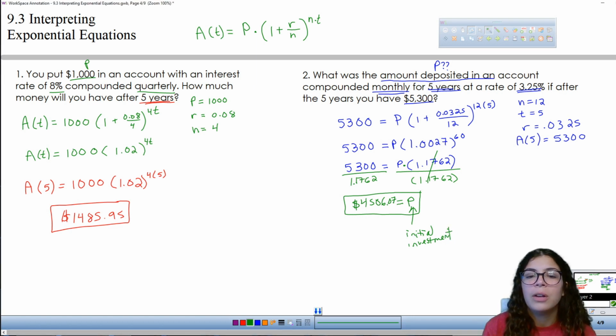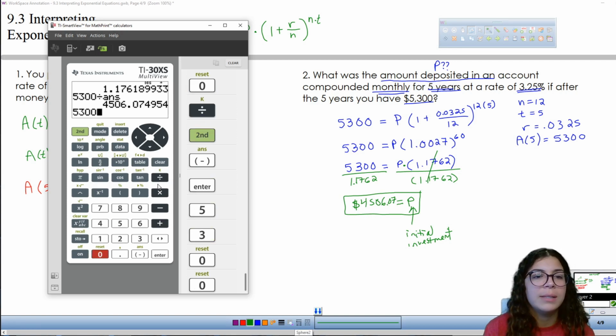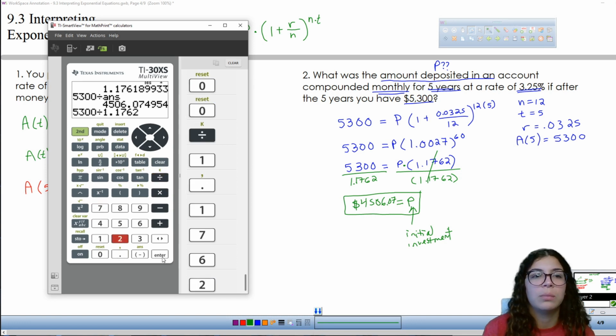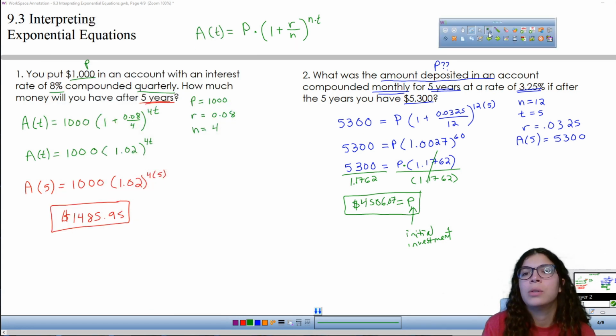Okay. Now, just for the sake of showing you what would happen, what if we did 5,300 and we divided it by 1.1762 instead? Very similar. We're 0.04 off. We're 4 cents off. It's okay. You'll be able to find the correct answer, or if yours is rounded and you're a few cents off, I'll be able to tell that you were following the correct work. So it's okay if you're a little off because of rounding.